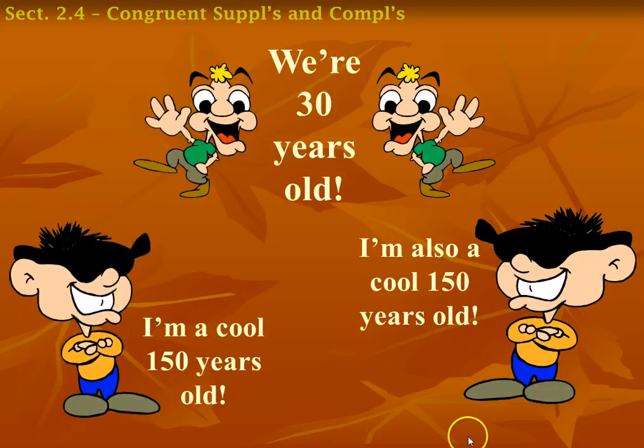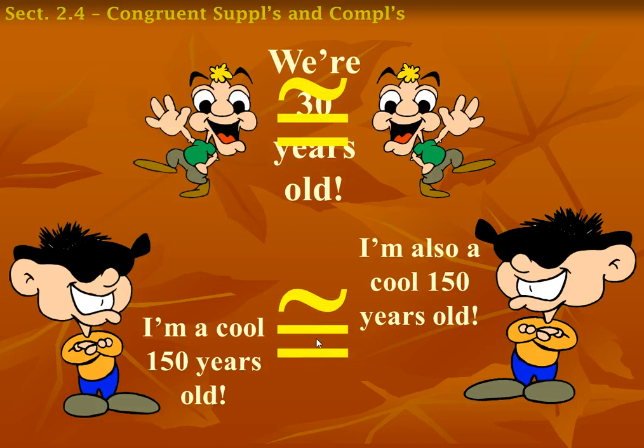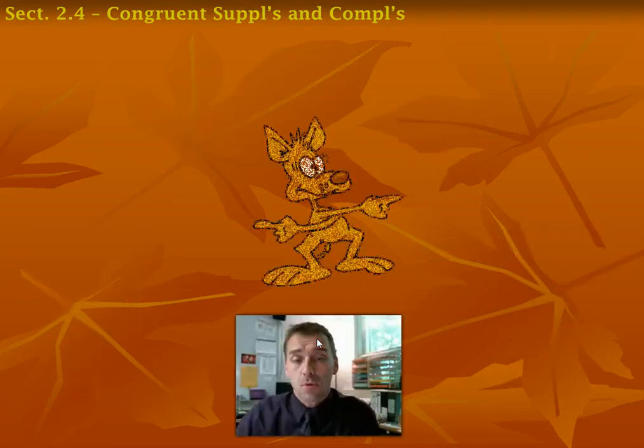So again, here's the example. If I have these 2 guys supplementary, these 2 guys supplementary at the same time to 2 congruent things, then that makes these guys congruent. Awesome. I wonder if this applies to complementary. Well, let's see.